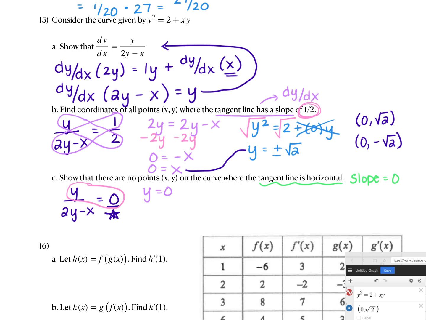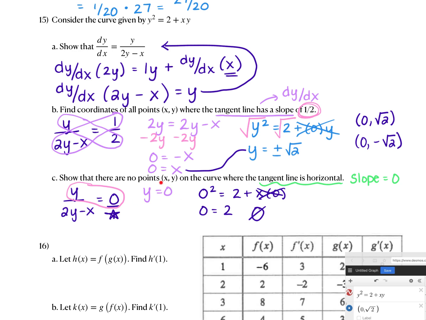And if you're thinking, wait a second, this said to show that it doesn't happen, let's just see. If I put that 0 into my original relation, I have 0 squared equals 2 plus x times 0. I get a big fat 0 over here, I get a 2 over here, and the x times 0 goes away. This is what I'm left with: 0 equals 2. That is not a thing. That can't happen. So what that's telling me is there is no point where this is true.